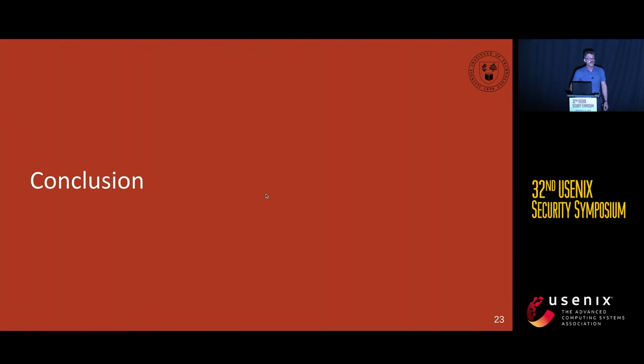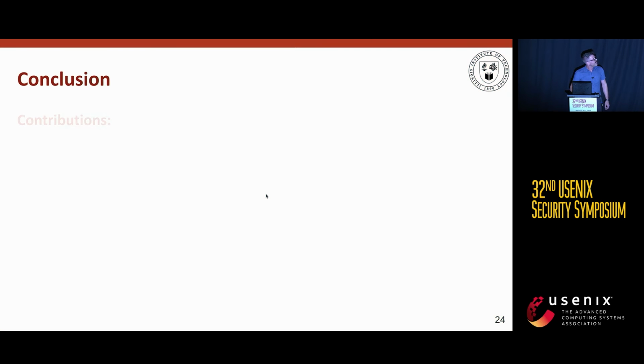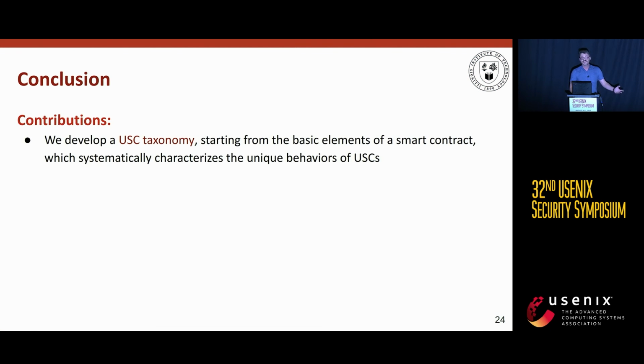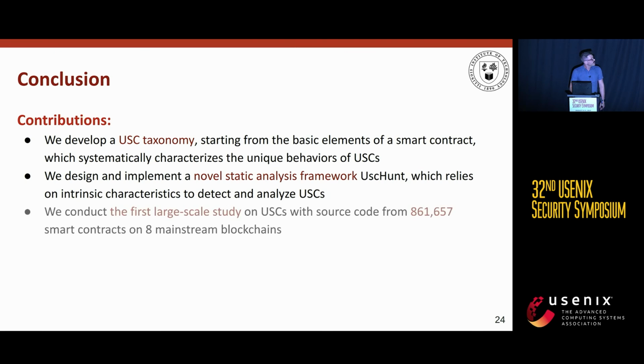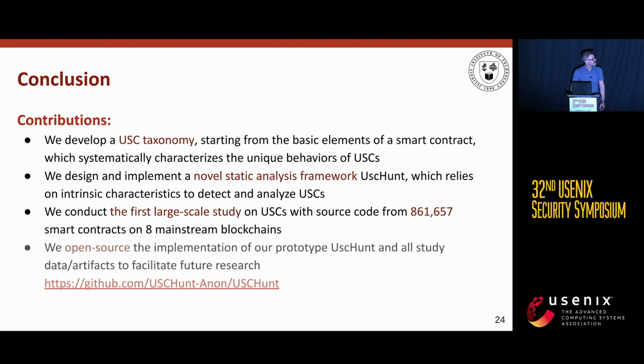Anyway, in conclusion, just going to quickly go through our contributions here. So we developed a USC taxonomy, as I showed you. We designed and implemented a novel static analysis framework on top of Slither. We conducted the first large-scale study of upgradable smart contracts with source code from over 800,000 contracts across 8 mainstream blockchains. And finally, we open sourced the entire implementation and the study data and artifacts, which you can find at this link below.